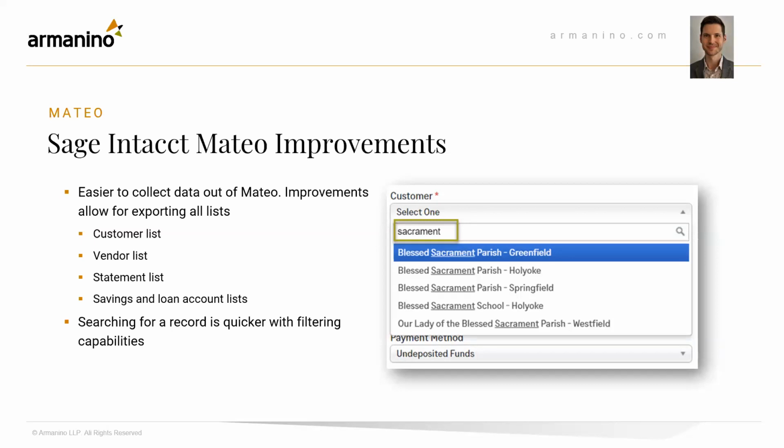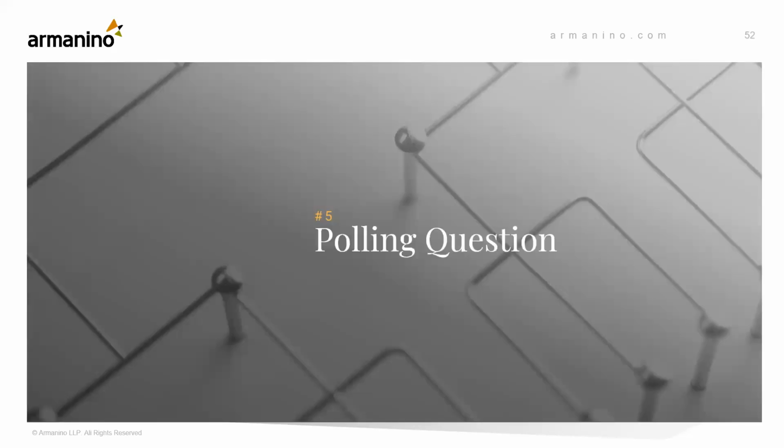Another feature is that you now can search for a record with filtering capabilities. So as you can see to the right, by simply searching for any part of the word, all of these options are now available. And if you wouldn't mind, we'll go to our next slide, which is our fifth and final polling question.